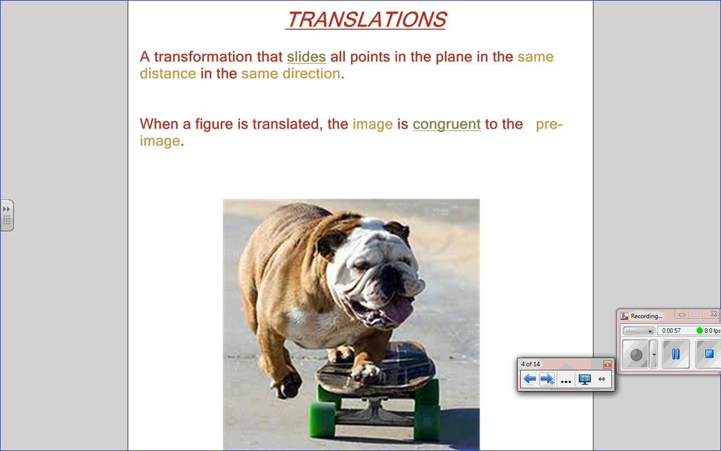A translation is a transformation that slides all points in the plane the same distance in the same direction. It's basically a slide. You're just moving it. When a figure is translated, the image is congruent to the pre-image. So the images stay congruent after a translation.